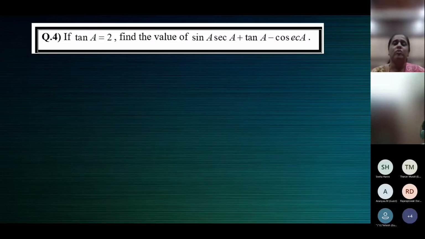Listen carefully. When you're given the value of one t ratio, so here tan a is equal to 2, if you use this information in a right triangle, you can find the values of all the other t ratios of a. You can find sine a, cos a, cosecant a, secant a. That is one method, using the right triangle.